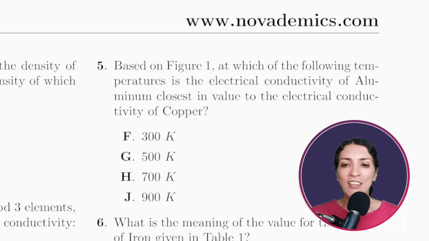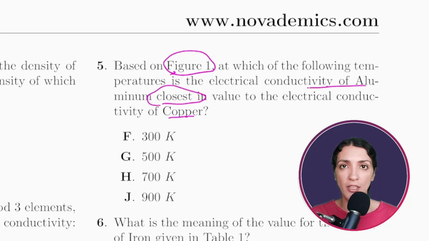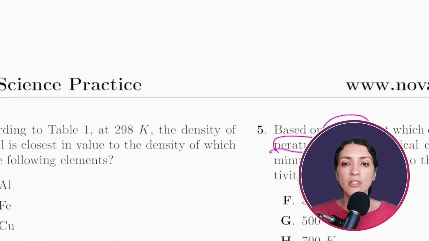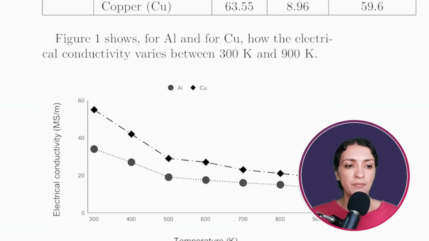For question 5, we're told to look at figure 1, that's our where. And we're looking for the conductivity of aluminum and copper, where they're closest in value. And the reason that we're looking at that, the why, is that we're looking at the temperature corresponding to that. So let's look at figure 1 together.